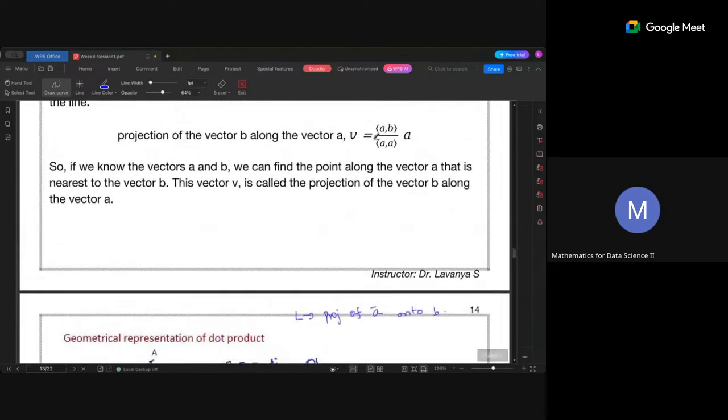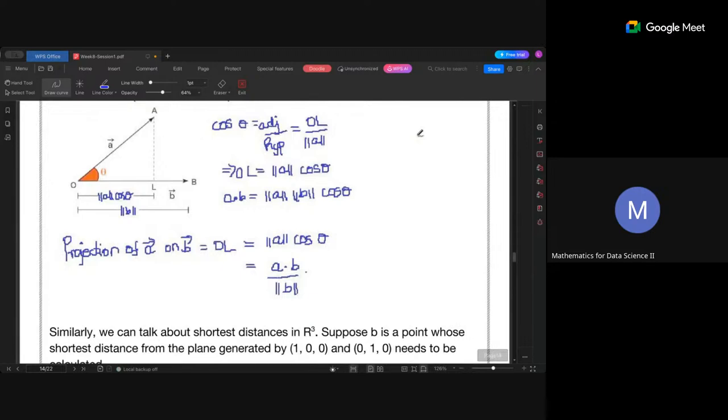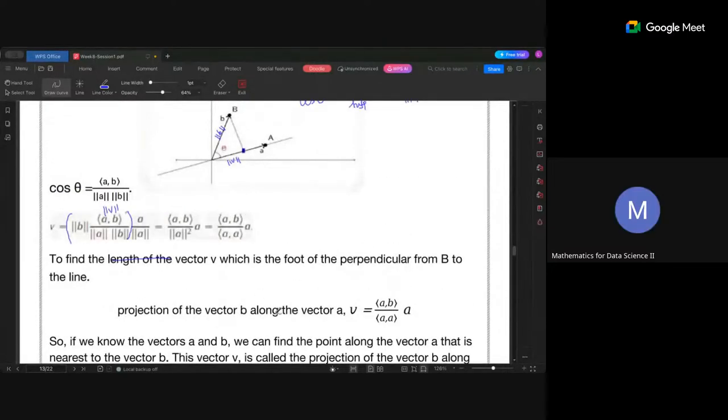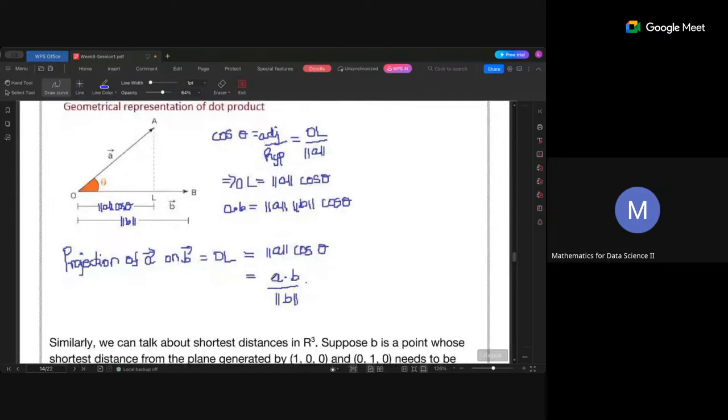So it is the inner product A comma B by norm A, into A. Above it is norm A, but here it is norm B in the denominator. In the above definition, it was norm A in the denominator. So this is projection, the terminology is just different. Projection of P on the vector A, so this is projection of A on the vector B. Whatever we are finding the projection onto, that goes into the denominator.